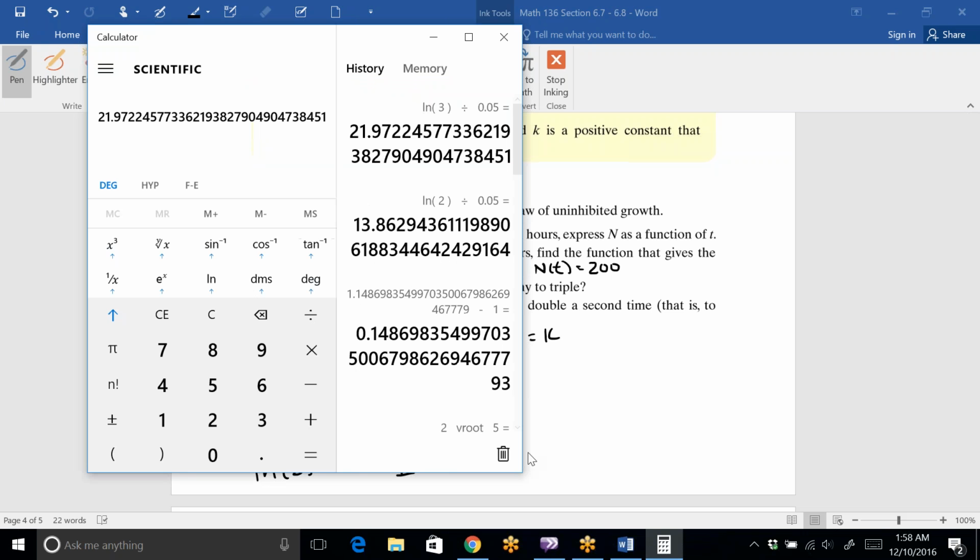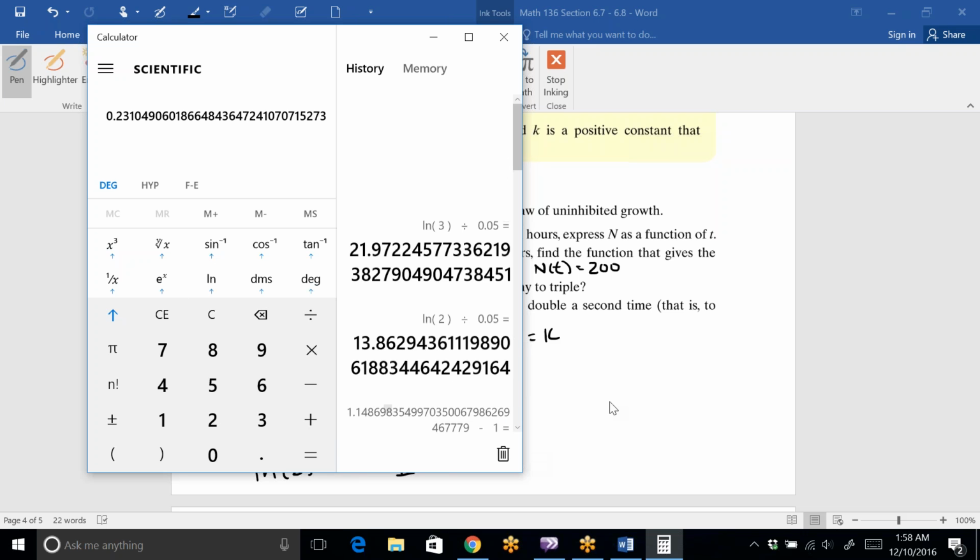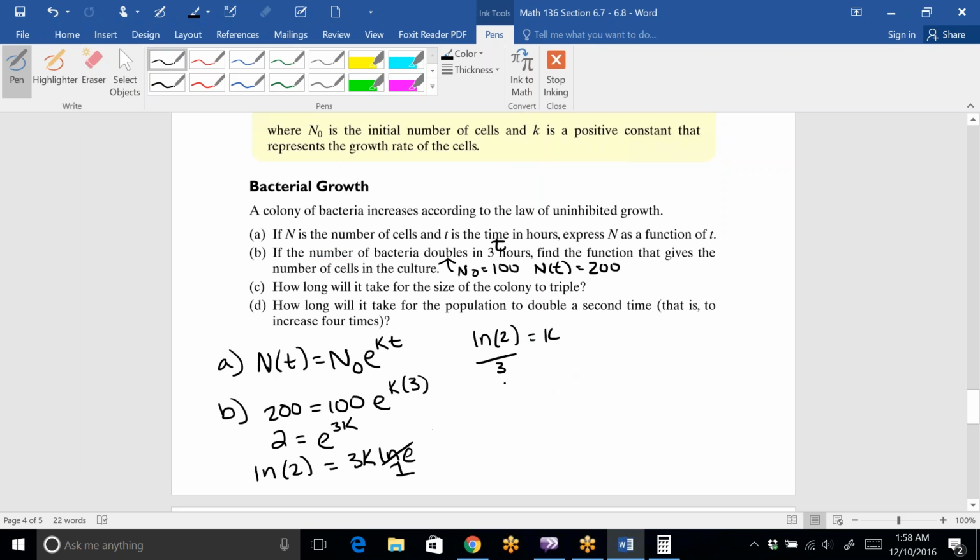So let's get an approximation for how our function is growing. Oops, that was supposed to be natural log of 2, sorry. Natural log of 2 divided by 3. So 0.23. That means that our cells are growing at a rate of 23%. Essentially, that's kind of like their growth rate.